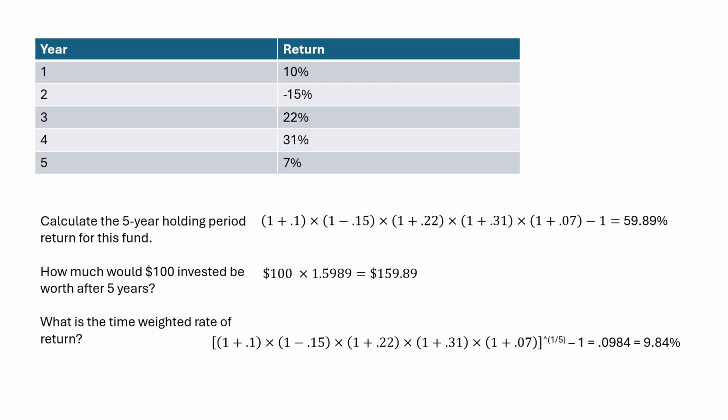To find the time-weighted or compound annual return, we raise the product of each year's annual returns plus 1 to the power of 1 over n. Since n in this case is 5, raise 1.5989 to the power of 1 divided by 5, then subtract 1 to get the time-weighted compound return of 9.84%.